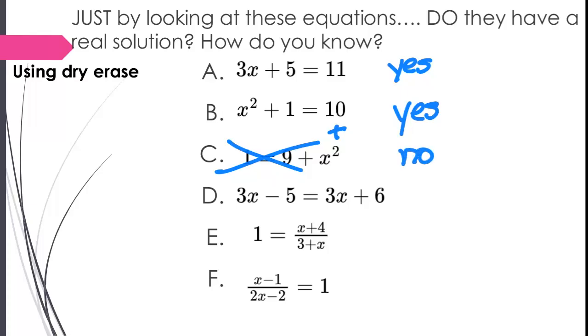All right, what about 3x minus 5, comparing that to 3x plus 6? Is that going to have a real solution where both sides would be equal? I saw a head shaking no. Jaden, what do you think? You have 3x minus 5. Could that be equal to 3x plus 6? Why not?